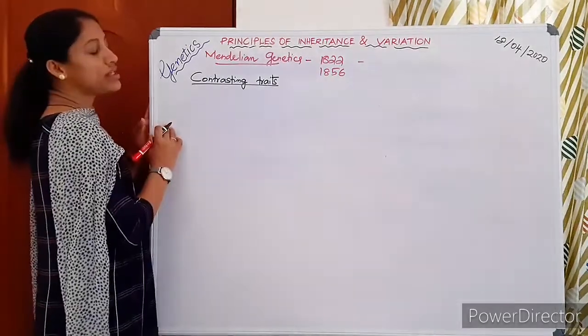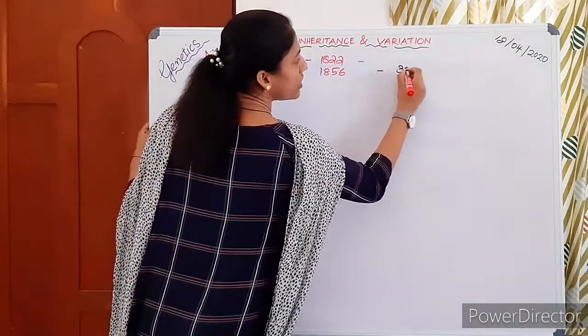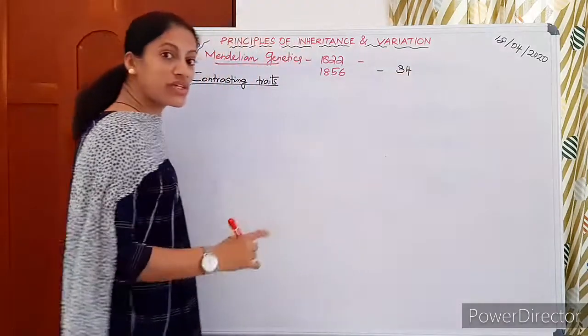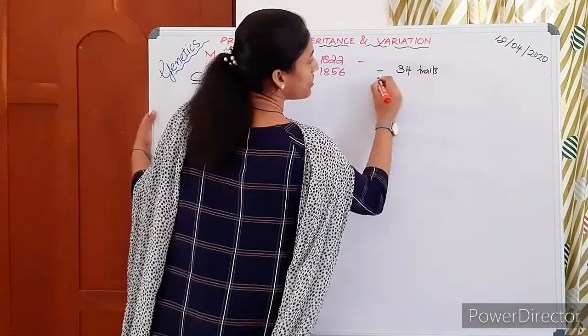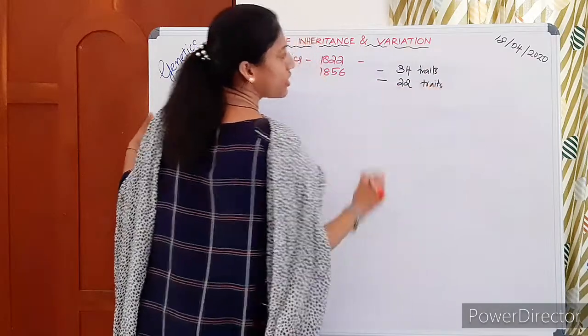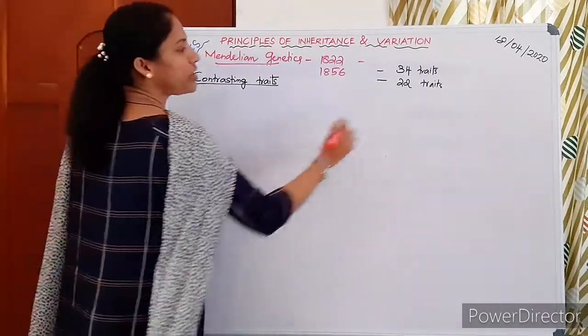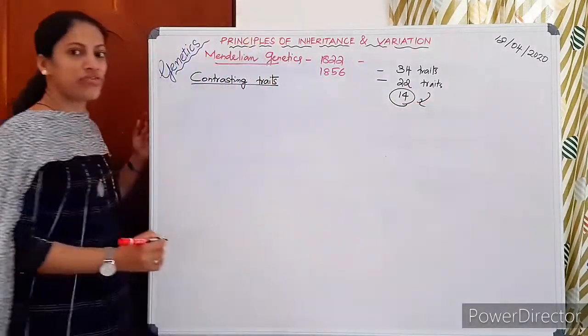Which are the 7 contrasting traits? Altogether Mendel found about 34 different traits in Pisum sativum, and he used about 22 of them in his studies. Among those, the 14 main traits we will discuss here. The 14 main traits of Mendel.